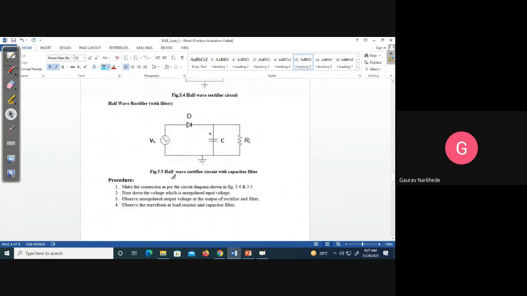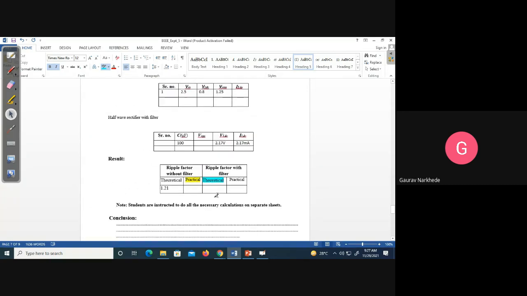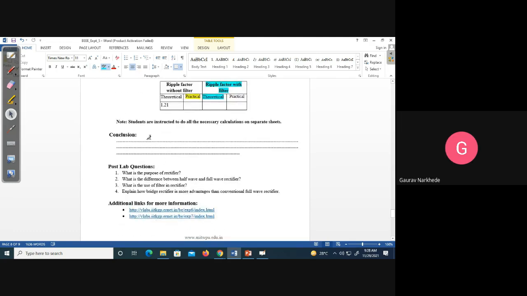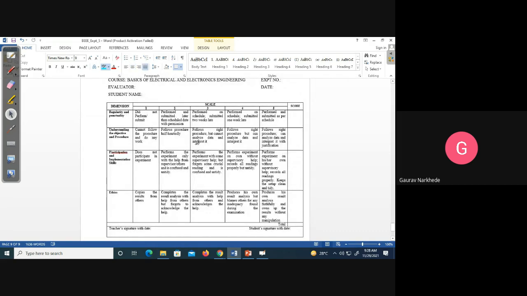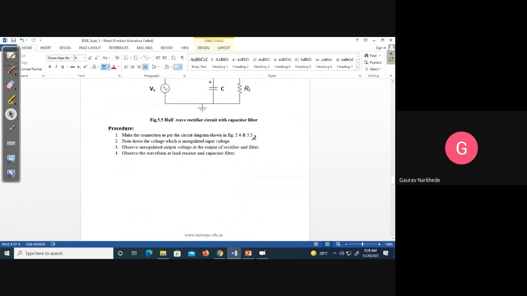So you can just write out here whatever value you are getting. Write down the theoretical value, and this is your practical value. Is it correct? Any problem in this? No, sir. So the conclusion you can write on your own. And then these are the post-lab questions. Just neglect the rubrics; they will be renewed, and I will give the rubrics in detail. So any difficulty in this, guys?